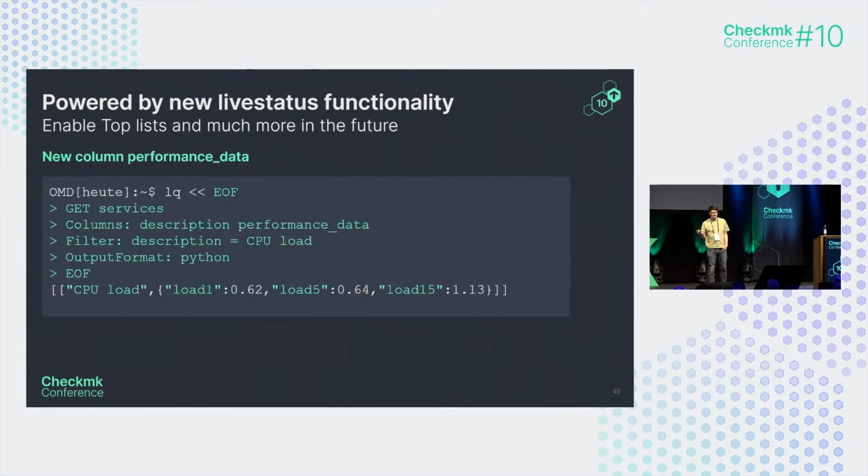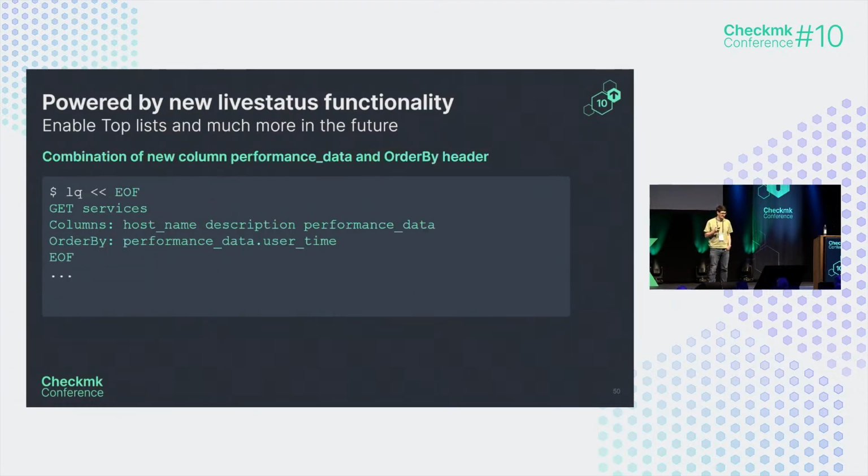If you combine that with this new column performance data, we have everything available to build these top lists because we can then combine them and get sorted metrics back. The UI can then aggregate the metrics, the live status results, and do this from different sites and then render the top lists at quick speed. And now that we have this very nice feature, what do we do with it?